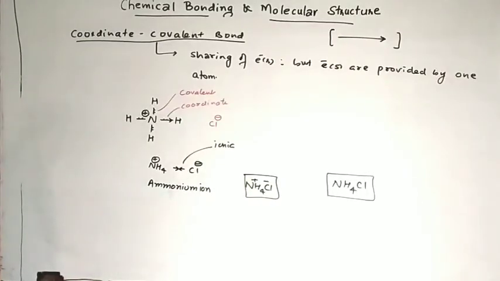Okay. So this is about the coordinate bond. The next topic of this chapter is we will do the Sepper model.